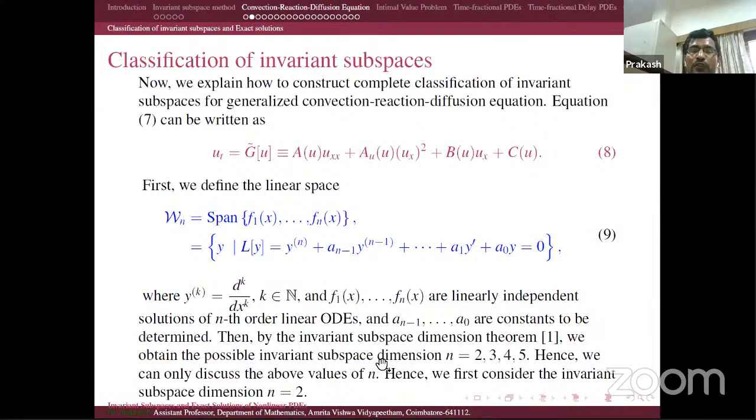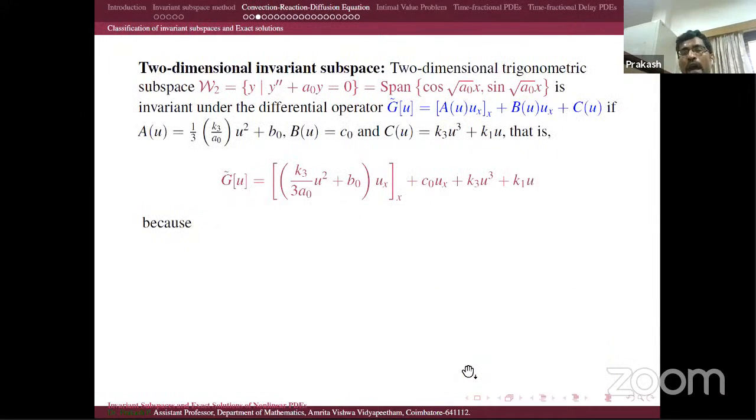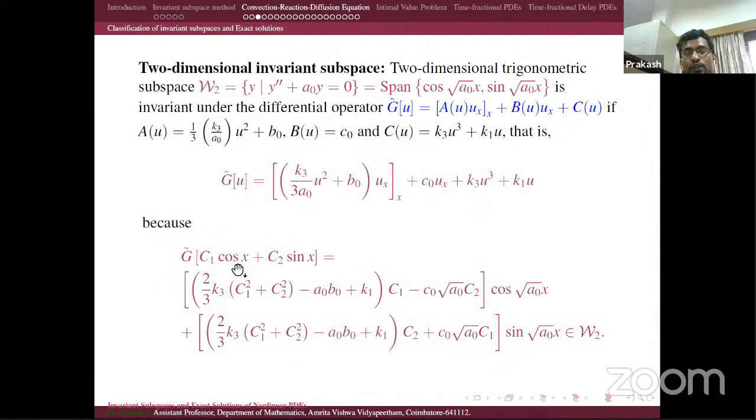Hence, first we consider the dimension n equal to 2. For example, I am considering the dimension of the invariant subspace to be 2. For example, the two-dimensional trigonometric subspace is invariant under the cubic differential operator. That cubic means A of u in this form, B of u, C of u. Here, G bar of u in this form satisfies the invariant condition. Therefore, we can say this space is invariant under the cubic differential operator.